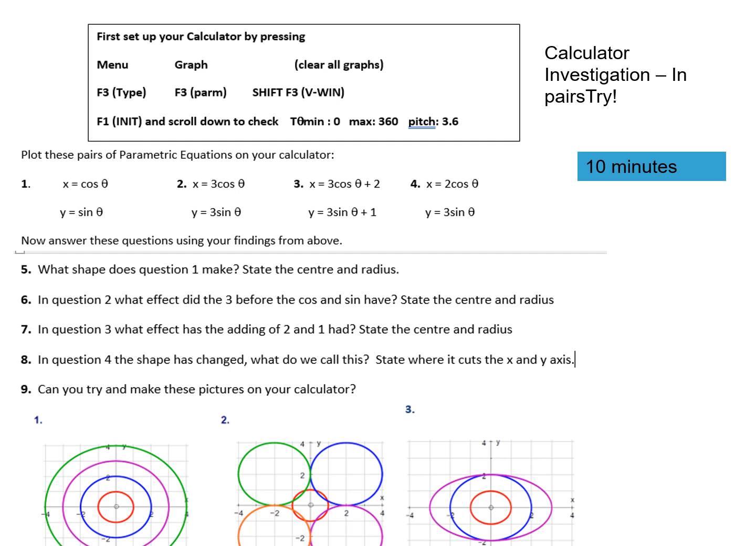Then press F3 for type of graph. F3 for parametric, and then Shift F3 V-window. You can press F1 for initial and scroll down to check, when you've got this V-window up, that the T theta minimum is 0 and the maximum is 360. And let's have the pitch at 3.6. It just means it draws a dot every 3.6 degrees.